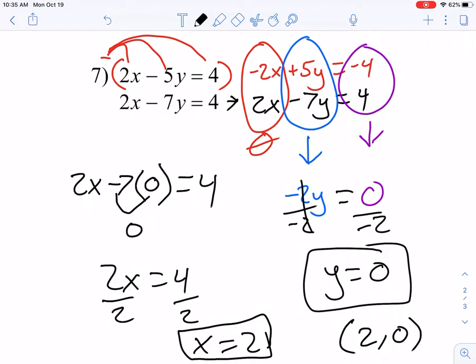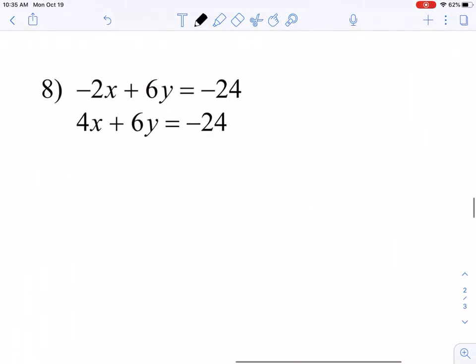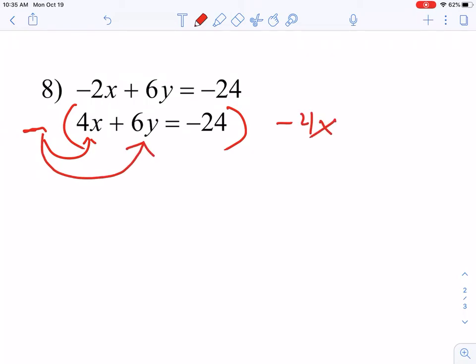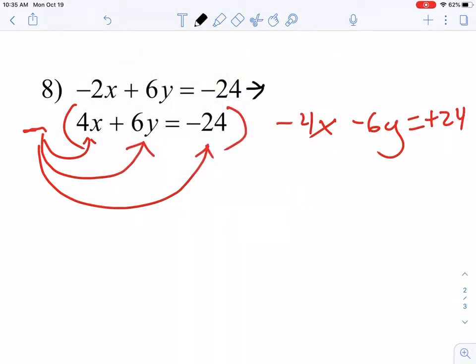And for my last system here. 6's have the potential to eliminate each other, but I'm going to have to change a sign. So let's do the bottom row this time, make that negative. So that negative means the opposite of 4x is negative 4x. The opposite of positive 6y is negative 6y. And the opposite of negative 24 is positive 24. I'm not changing my top row, so I have negative 2x plus 6y equals negative 24.